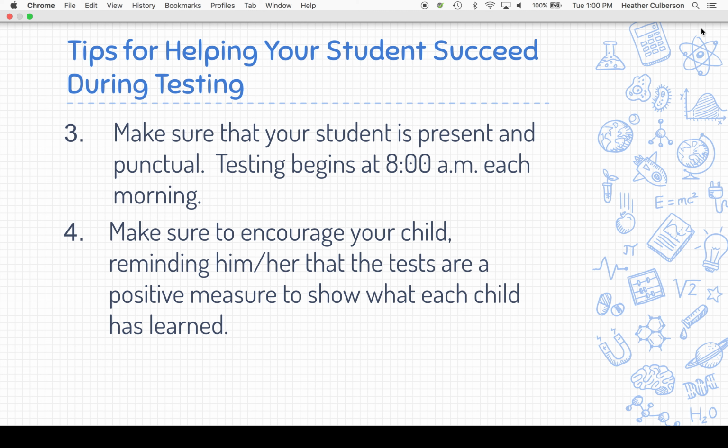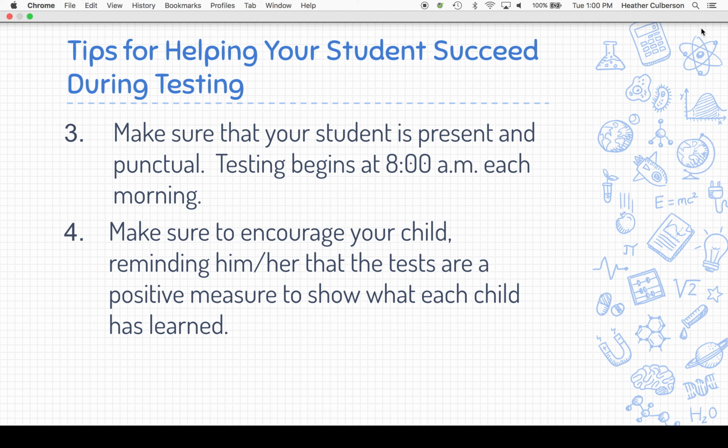And also make sure to encourage your student. Remind them that this is a positive measure and they are able to show what they have learned. We give them positive encouragement every morning of testing, and every morning really in general. I try to encourage them on the announcements, but just give them that extra encouragement to do their best.